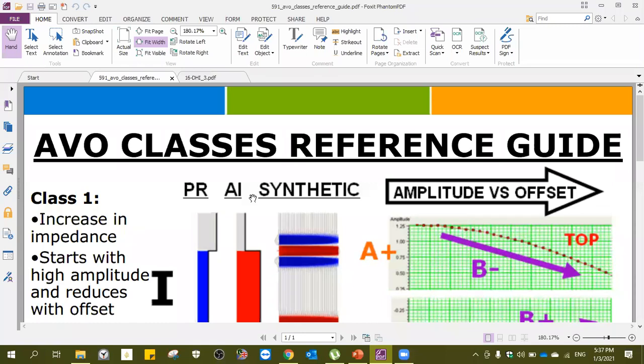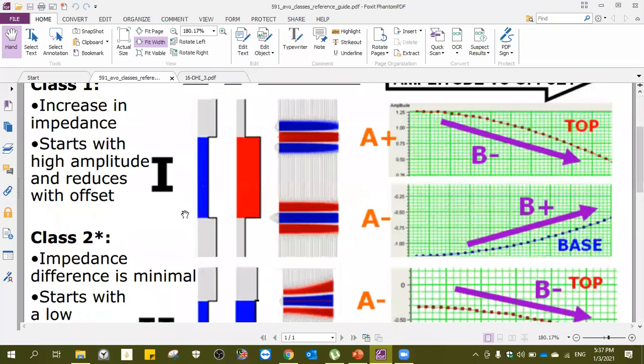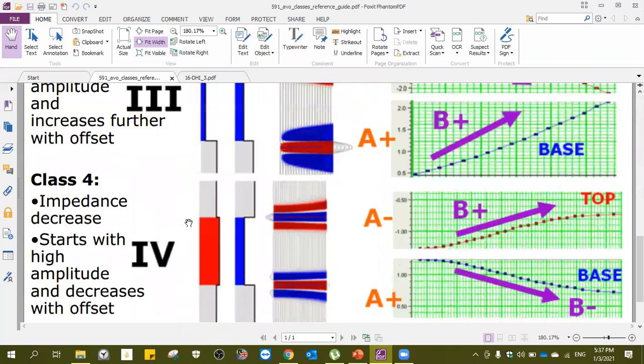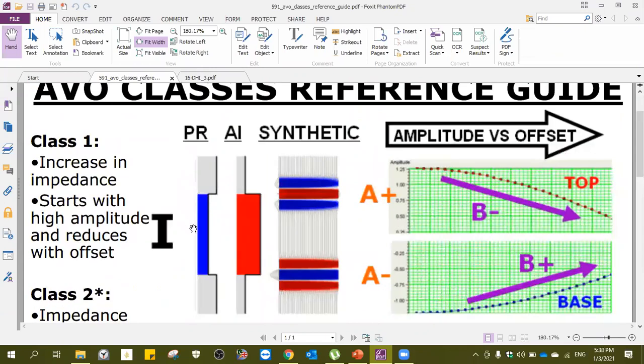Same case in seismic studies, all right. We have different classes there: class 1, class 2, class 3, and class 4. With the help of class 1, if I am going to study, all these represent dim spots, bright spots, flat spots, all right.